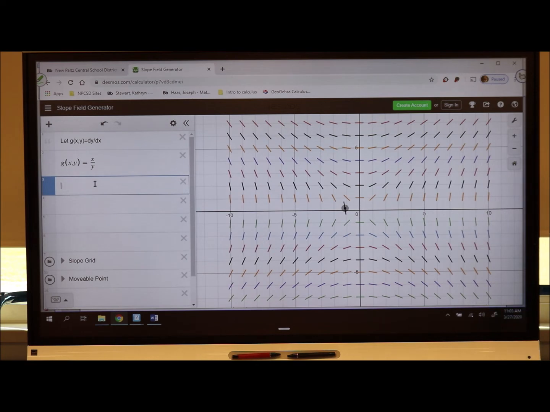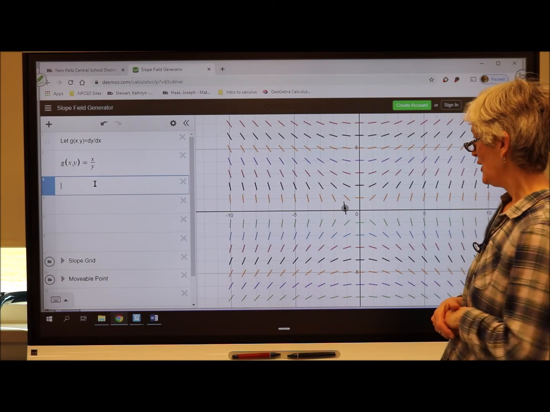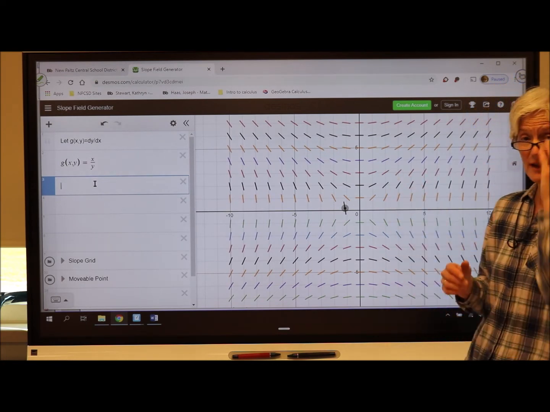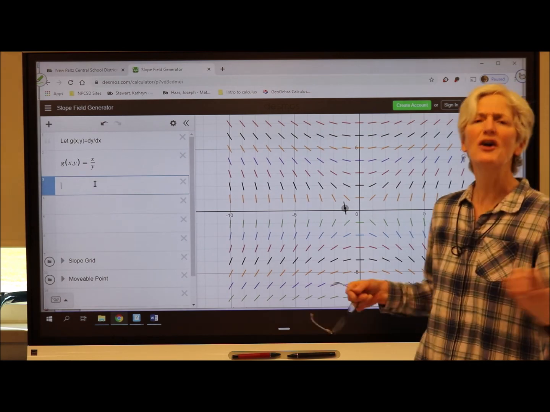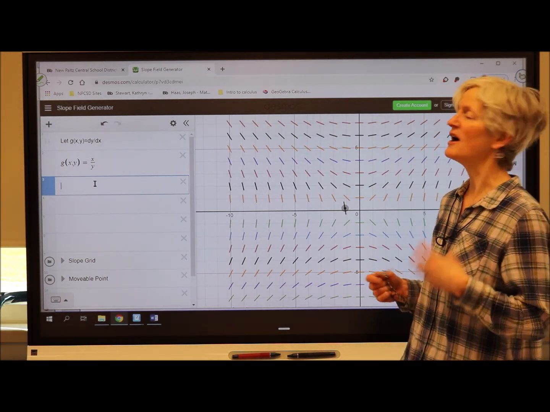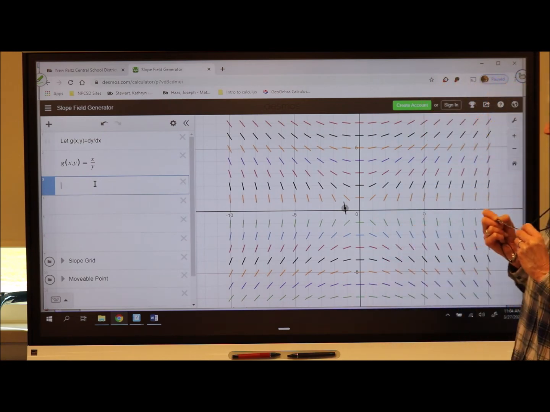Ooh, interesting. What does this maybe look like to you? Yeah, a hyperbola. So perhaps a hyperbola would be a solution to this differential equation, or a part of a hyperbola if, again, we're talking about a function as a solution rather than an implicit function.